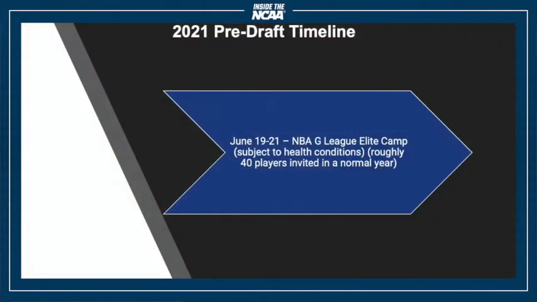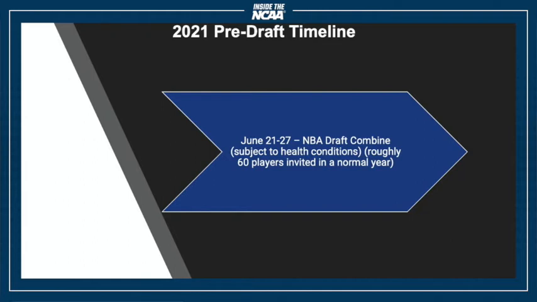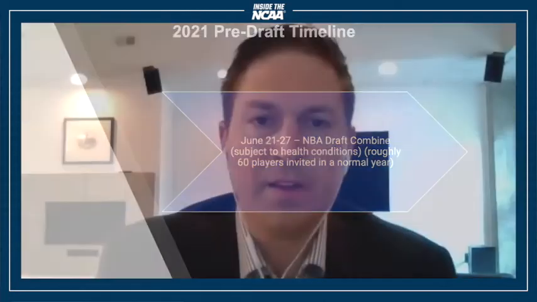After that, the next key dates are the G League Elite Camp, which will take place June 19th through the 21st this year, again subject to public health conditions, followed by the Draft Combine, which is scheduled to take place June 21st through the 27th. Roughly 40 players or so will be invited to the G League Elite Camp, and another 60 or so will be invited to the draft combine. So once the pre-draft process starts, players are able to start communicating with NBA teams.